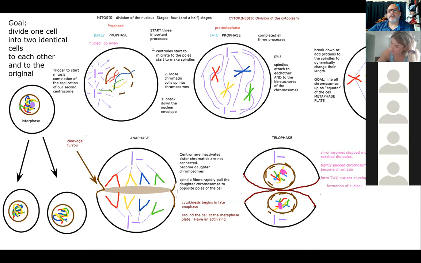All right. And that is cellular division, mitosis and cytokinesis. I've done a truly amazing job of drawing this on the board, but let's take a look at it with these pretty pictures from your textbook. See if we can make some sense out of it.